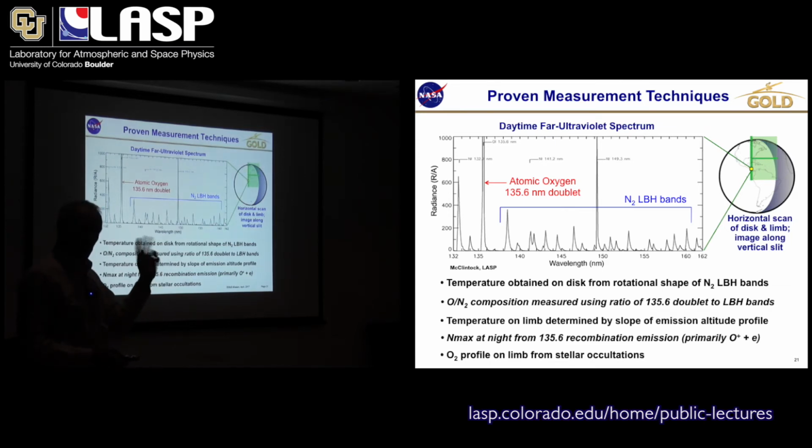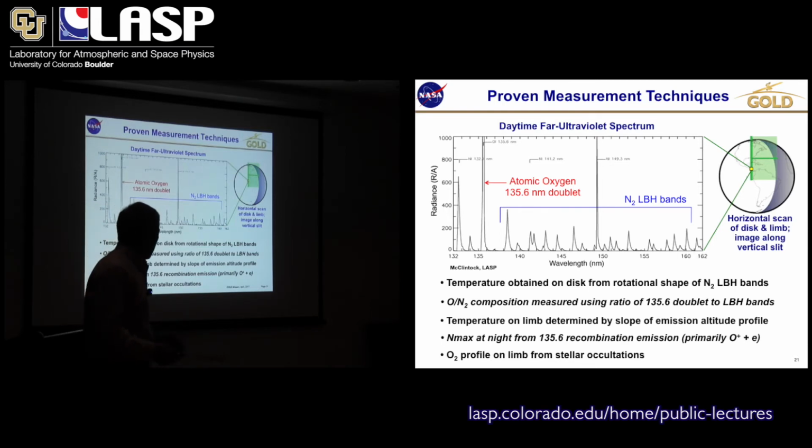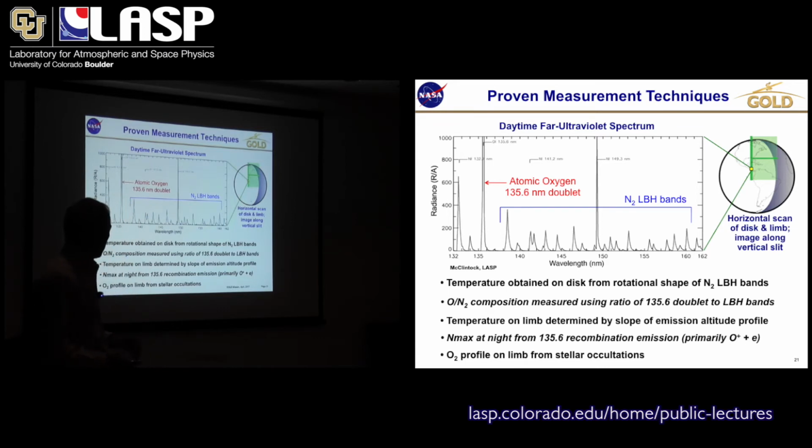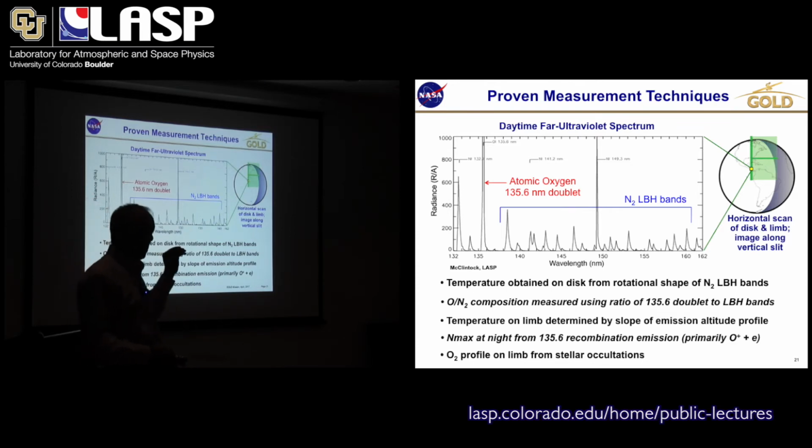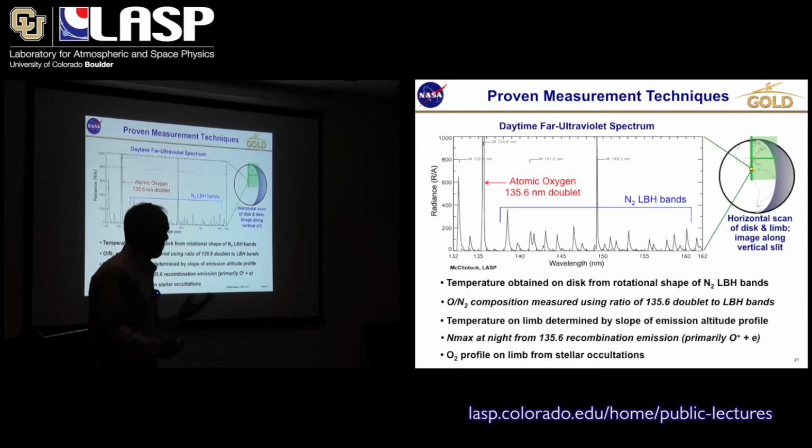By ratioing these atomic oxygen to molecular nitrogen, we can get information about the composition of the upper atmosphere. By looking at the shape of these bands, we can get information about the temperatures. And some of the other information we can get out is detailed here. For example, from stellar occultations, it's a way we can get the O2 density profiles. O2 doesn't emit in this wavelength region, but it absorbs. So that's the way we can get at the three major components of the atmosphere: the molecular nitrogen, atomic oxygen, and, excuse me, molecular oxygen.